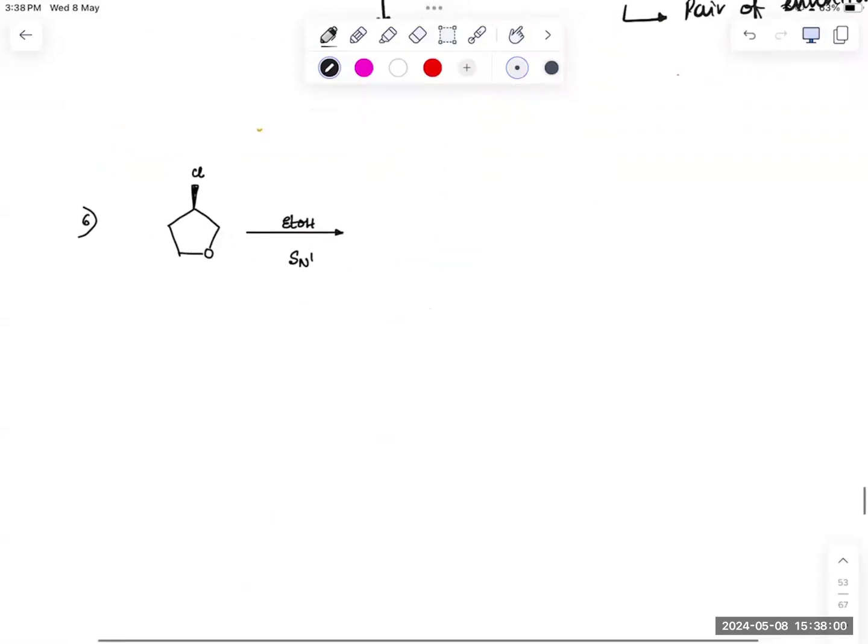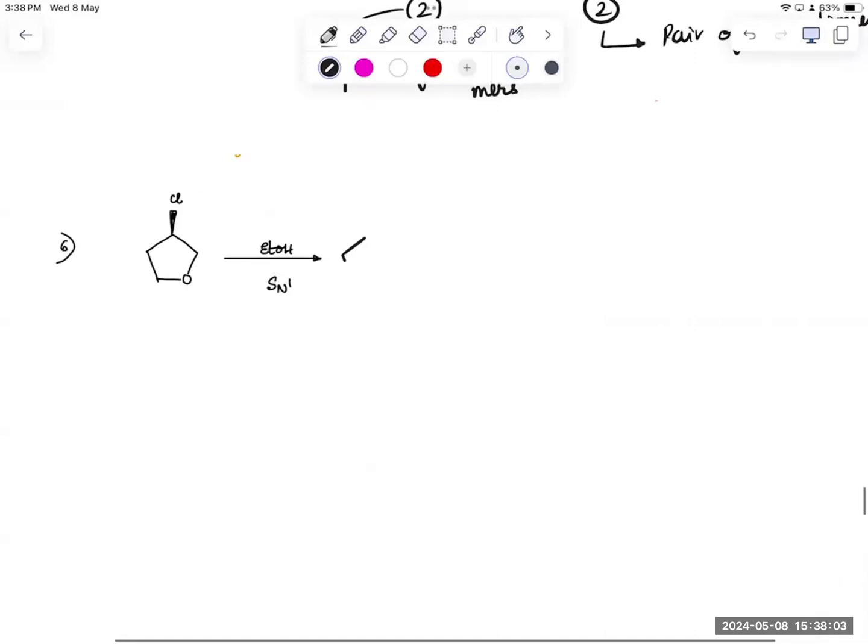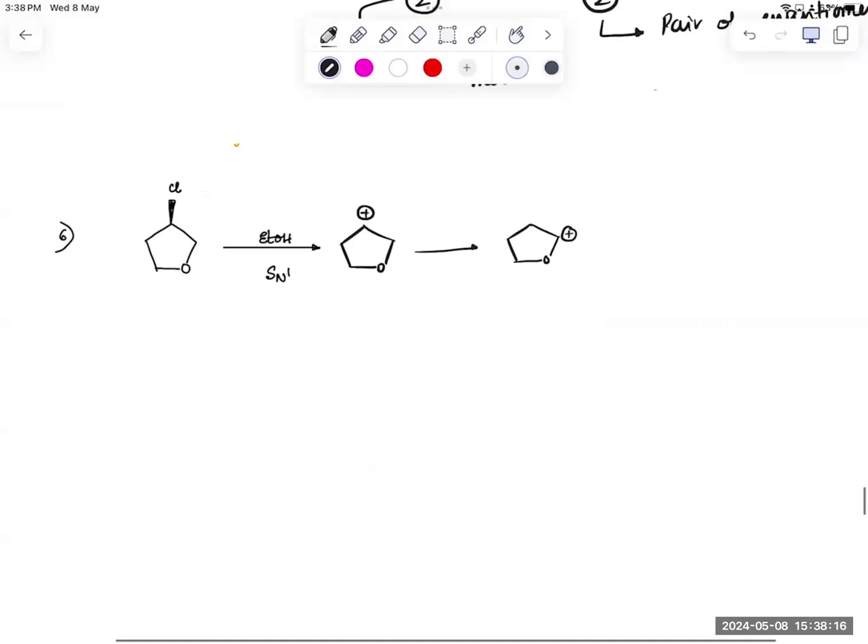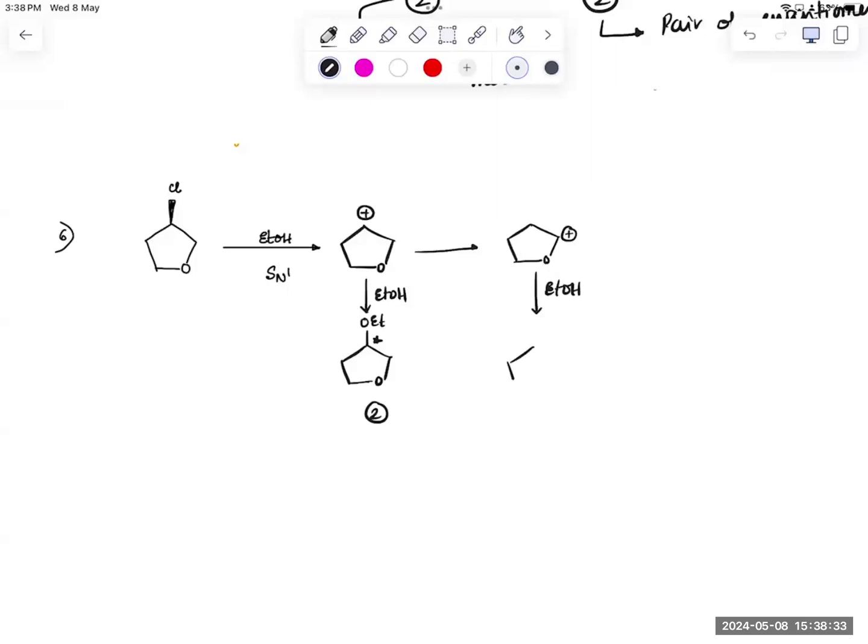See the next question. With EtOH, first we'll make a carbocation here, and that carbocation can undergo further rearrangement to this place because that is a more stable carbocation position. So from here, if you add EtOH, we'll get this as OEt. So it is a chiral center form, so two products I'll get. With respect to EtOH here, OEt, this will be the chiral center, two products form.